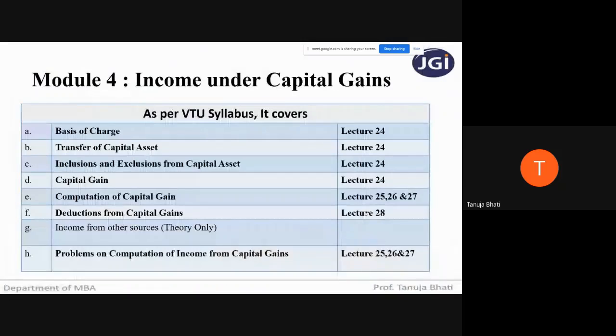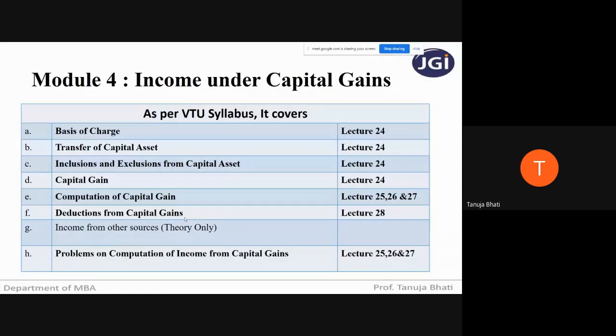So under this module, as we know, we have different types of things to be covered which we have already covered. We are just left with income from other sources, theory only. It doesn't come under income under head capital gains. But as per VTU syllabus, this particular head of income is covered in this particular module. And deductions from capital gains we have already seen, but we have not covered problems where deductions are involved.